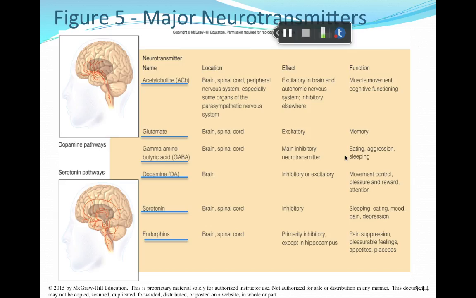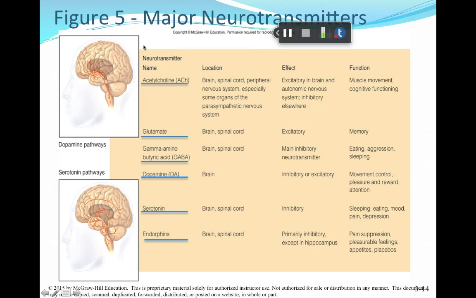Another very commonly talked about one is serotonin. It has to do a lot with depression, sleeping, eating, pain. Endorphins, we've all heard that after you exercise, you feel great. That's the release of endorphins. Acetylcholine is another one, and glutamate.